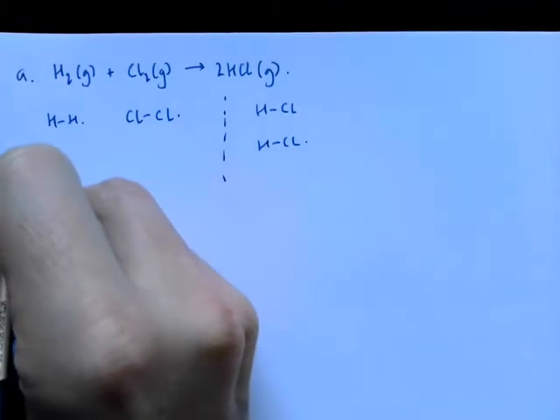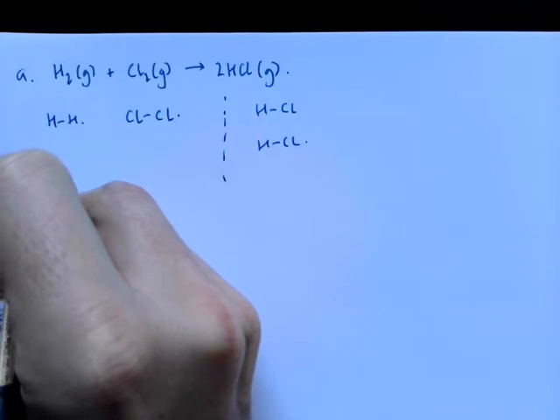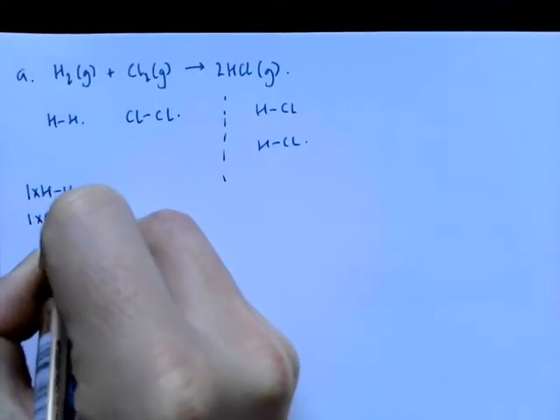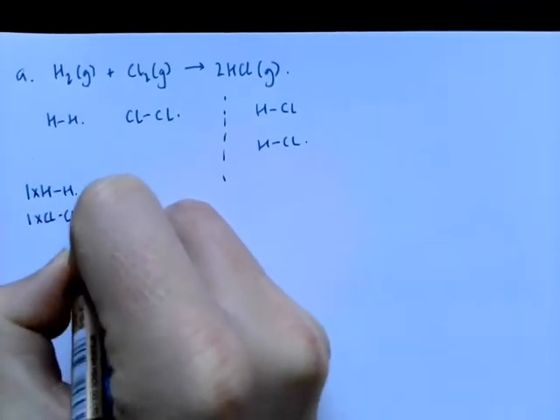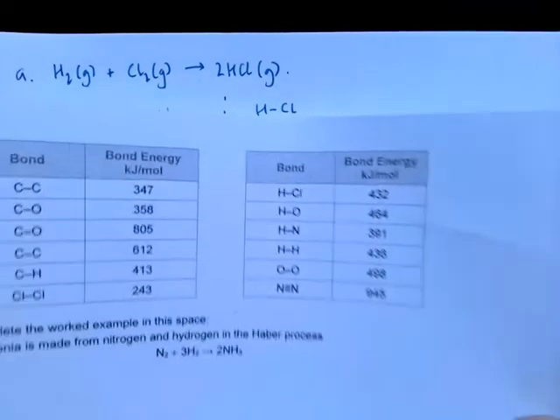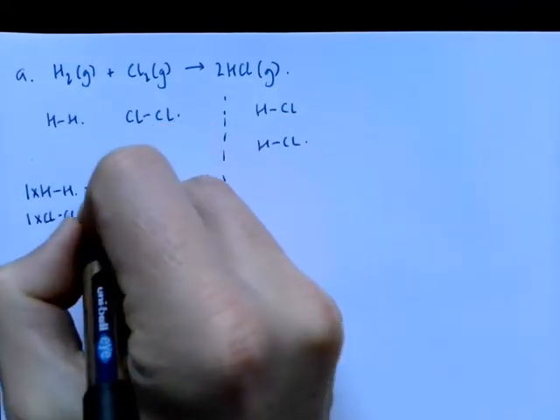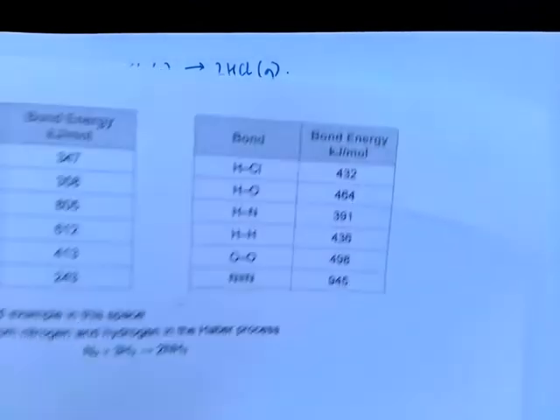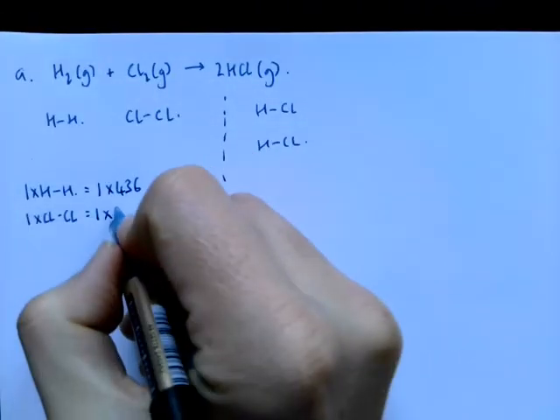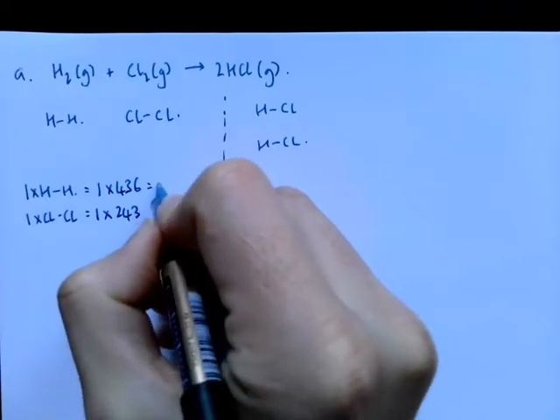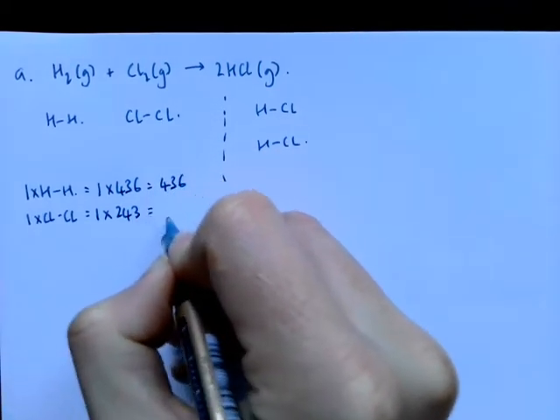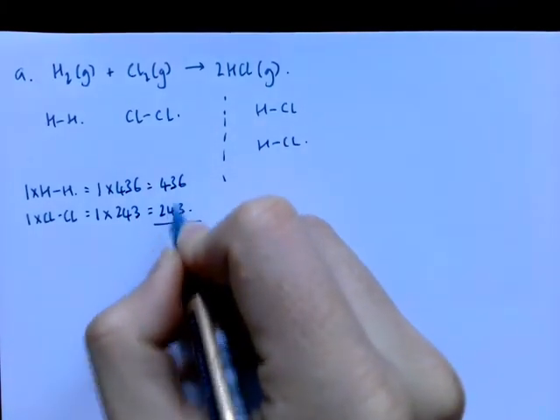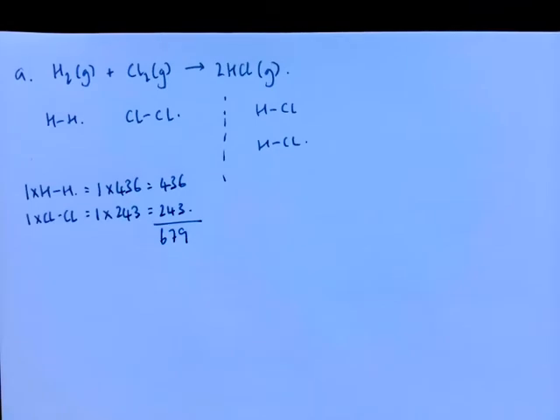So underneath, I'm going to write how many of each type of bond I've got. So over here I've got one H-H bond and one Cl-Cl bond. Okay, and the H-H bond, if I look on my table, is 436. So that's going to be 1 times 436. And my Cl-Cl bond is 243. So I've got 1 times 243. So 1 times 436 is 436, and 1 times 243 is 243. If I add those up together, that gives me 679.